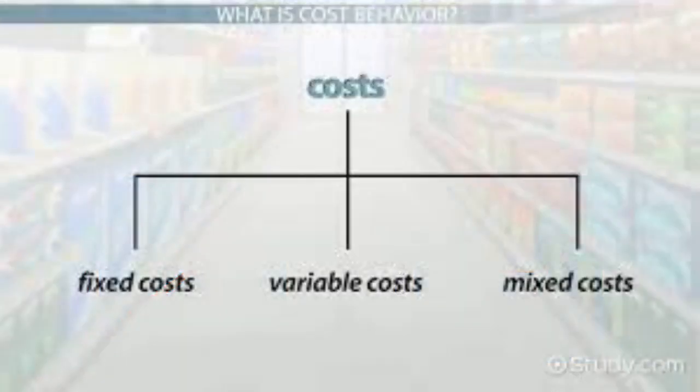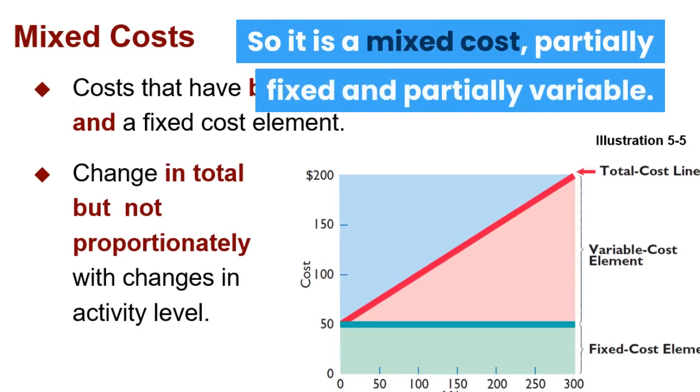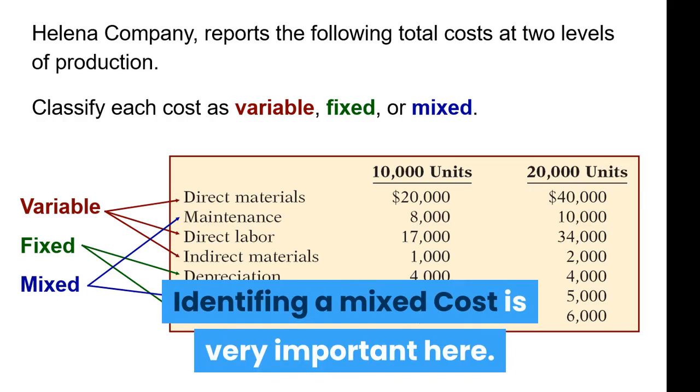Okay, now there's a third category of costs termed mixed costs. That is, they are both variable and fixed. This cost changes, but it doesn't change in direct proportion with changes in the level of activity. So it's not a completely variable cost, and the fact that it changes means that it's not a fixed cost. So it is a mixed cost, partially fixed and partially variable. Now we cannot work with a mixed cost. We have to break it into its fixed portion and its variable portion. Identifying a mixed cost is very important here.